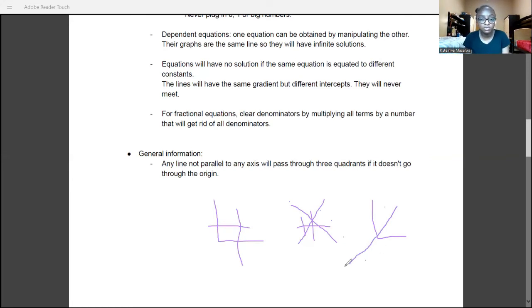Okay, so as I said, this might or might not help you. You might or might not meet a question that actually utilizes this. But just remember that any line will pass through 3 quadrants if it is not straight and if it does not go through the origin. Every line is straight, but I hope you know what I mean, parallel to the axis. Yeah. So these are the key concepts that you need to know.